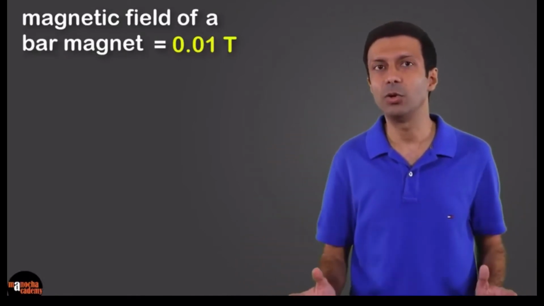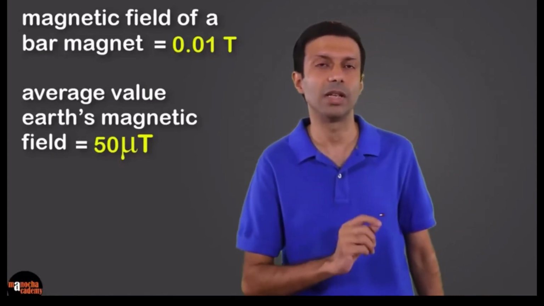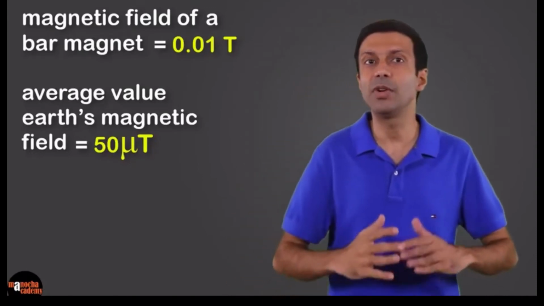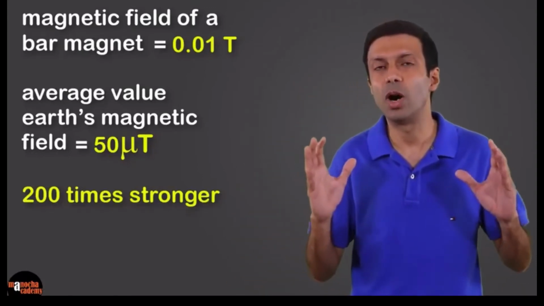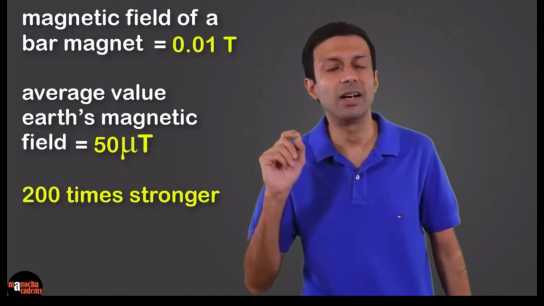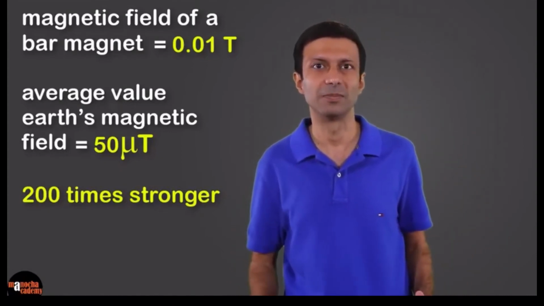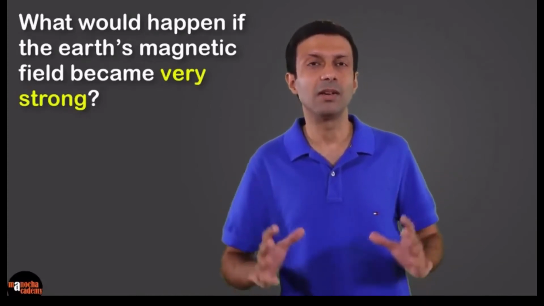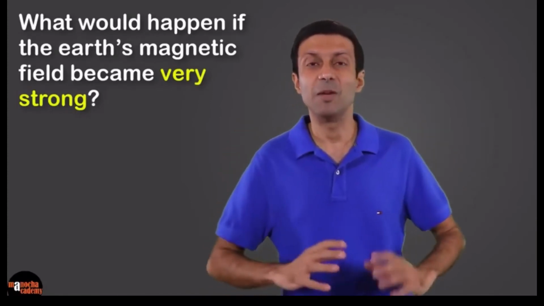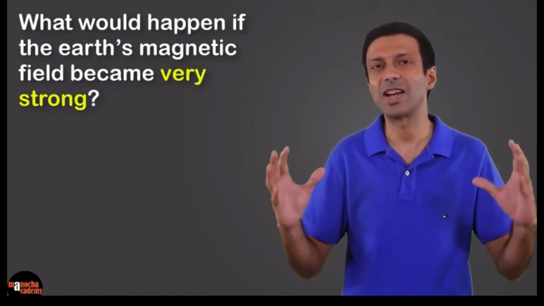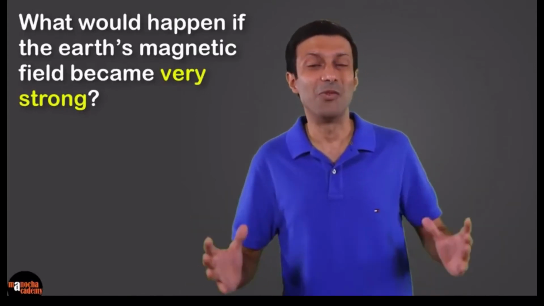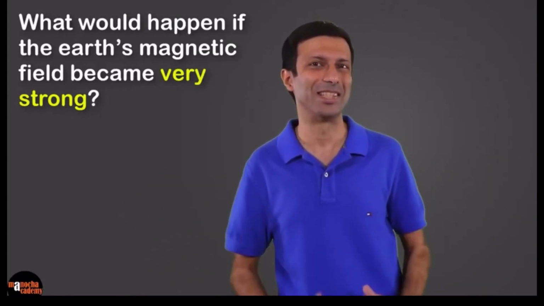And the average value of the Earth's magnetic field on the surface of the Earth is only about 50 microtesla. So the magnetic field near a bar magnet is about 200 times stronger compared to the Earth's magnetic field on the surface of the Earth. So the magnetic field on the surface of the Earth is pretty weak. Now what would happen if magically the Earth's magnetic field became very strong? Imagine all the iron objects being attracted towards the Earth. It reminds me of a scene from the Iron Man movie where all the iron objects get attracted towards him.